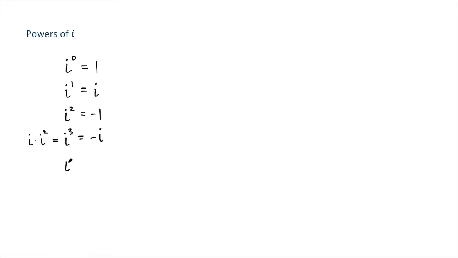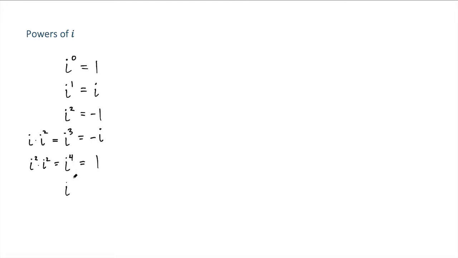If I look at i to the 4th, I'm going to split this up. This is i squared times i squared, which is negative 1 times negative 1, which is positive 1. Well, now notice, I'm back to where I started. i to the 0 was 1. i to the 4 is 1.